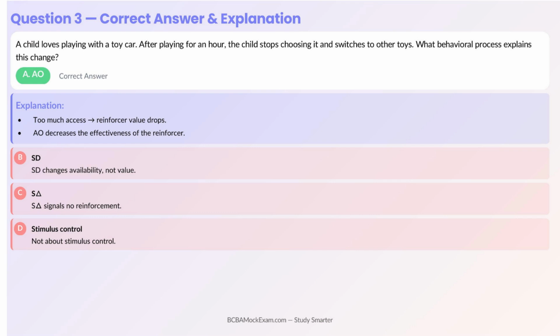Option B is incorrect because SD changes availability, not value. Option C is wrong because S signals no reinforcement, which is not described here. Option D does not apply because stimulus control is not the issue. AO is clearly indicated by reduced value and reduced behavior.